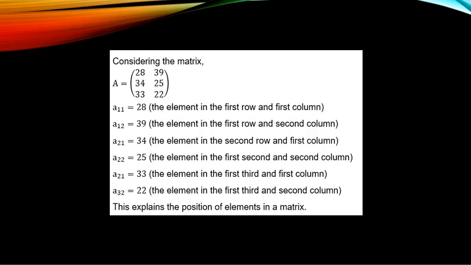Okay, so let's consider the matrix for the number of male and female students in that school. We have the matrix, the name is A, that has 3 rows and 2 columns. Let's take A sub 11. A sub 11 means the element in the first row and first column. That element is 28. If you take A12, the 1 means first row and the 2 is second column. First row, second column. We are still in the first row now. That is 39.